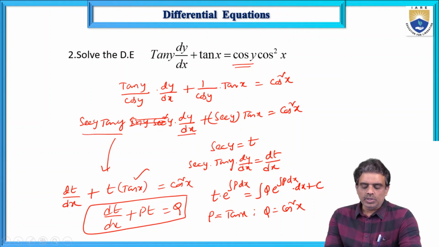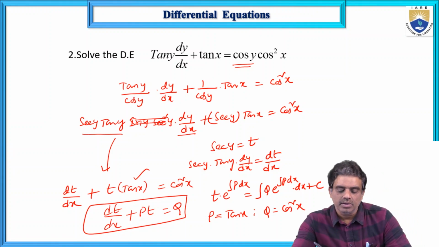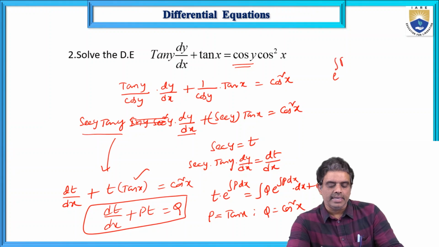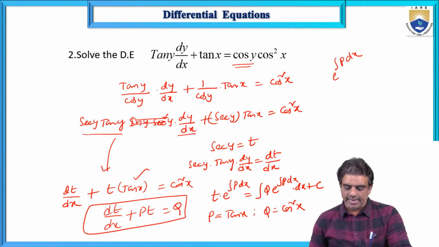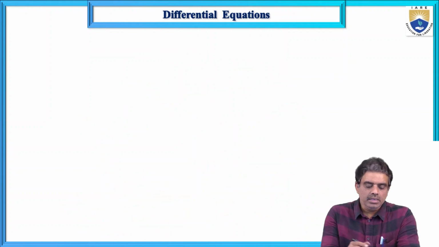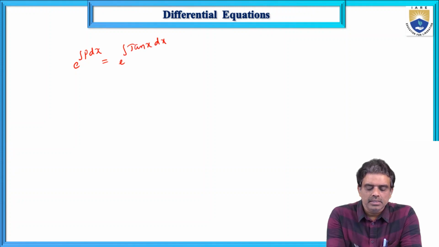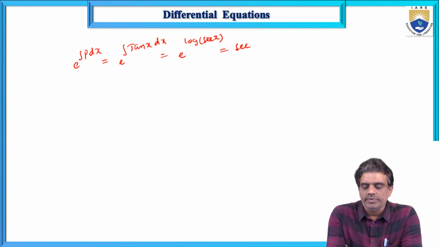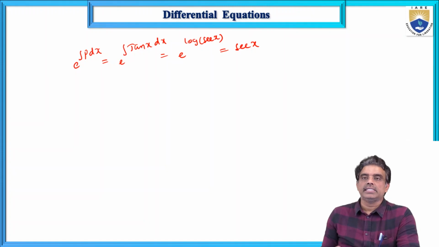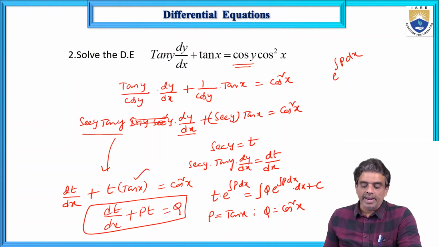So what is the value of e power integral p dx? That is e power integral tan x dx. So this is e power log secant x, so that value is equal to secant x. So this is the integrating factor.